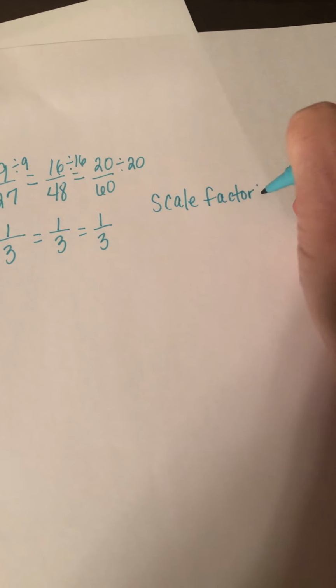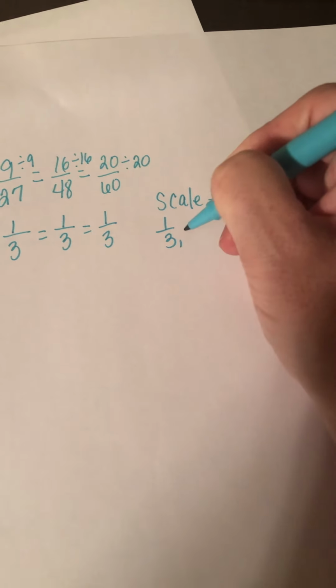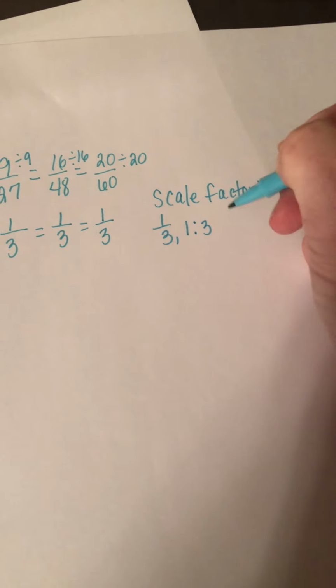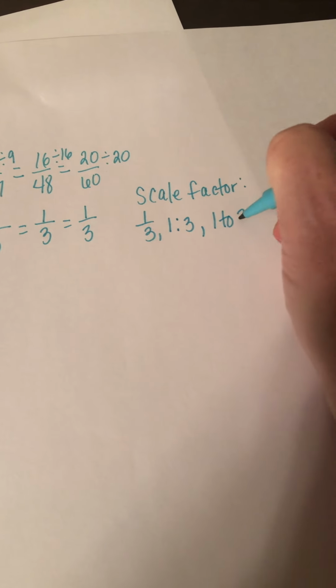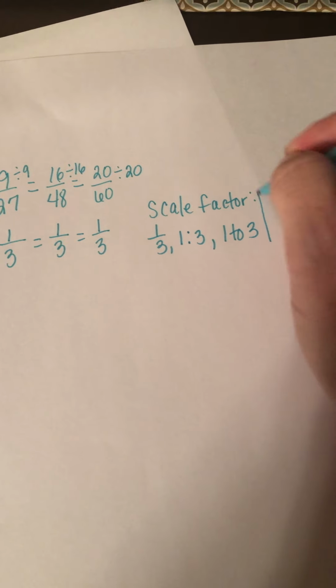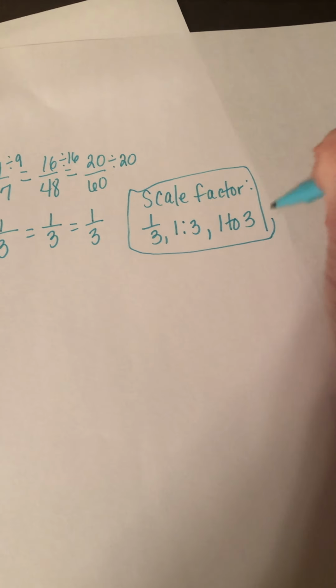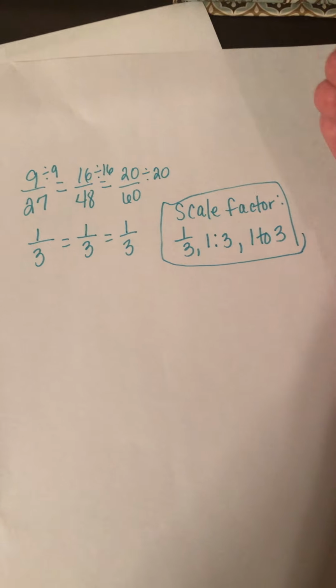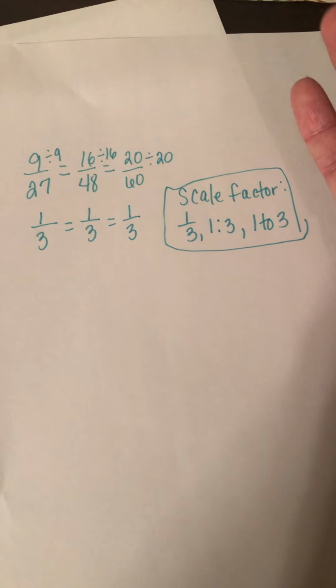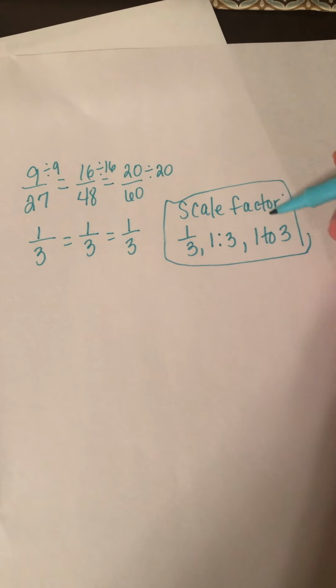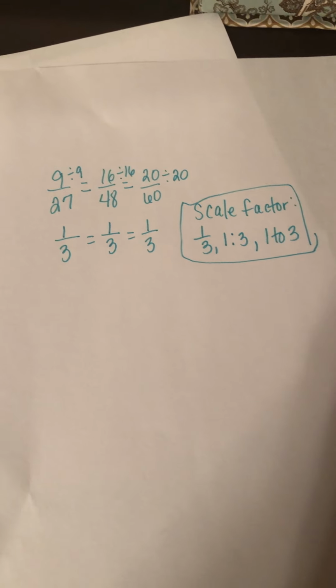can be written as a fraction, 1/3. It can also be written with the colon, 1:3, and we can use the word "to," 1 to 3. So this is your scale factor from B to A. If it had asked from A to B, of course it would have been 3 to 1. But because it said B to A, the smallest to the largest is 1/3.